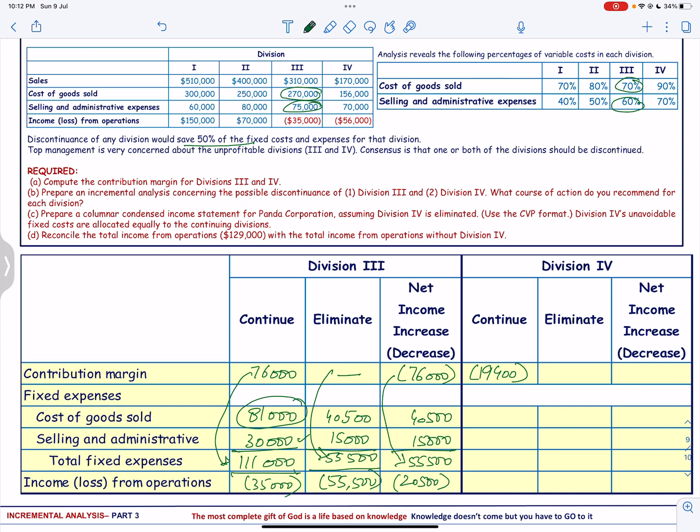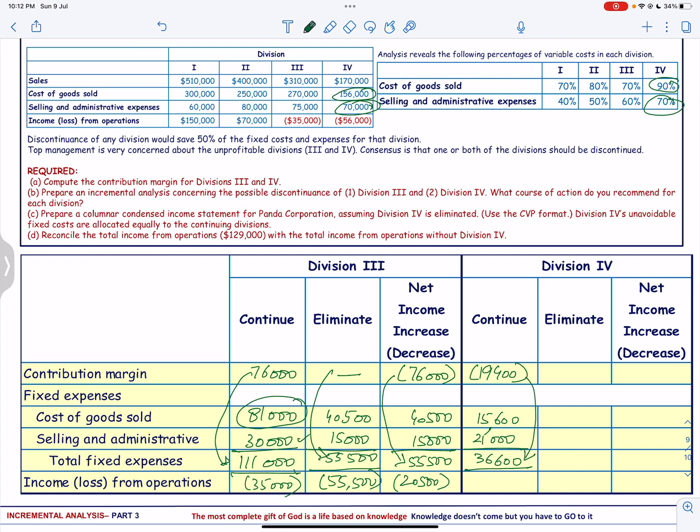For division 4, we will follow the same steps. For division 4 we have the contribution margin, then the fixed expenses, and the cost of goods sold. 90% is variable, that means 10% is fixed, and 10% of 156,000 is 15,600. And 30% is variable, that means 30% is fixed. So 30% of 70,000 is 21,000, and the total will be 36,600.